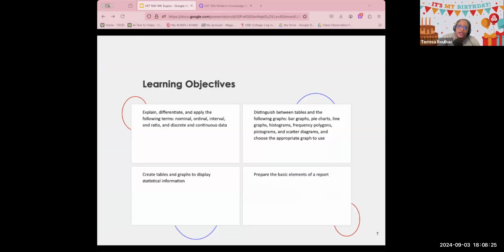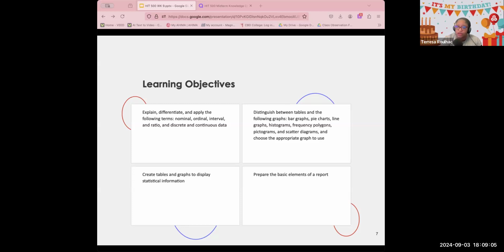So we get down to our learning objectives for this evening. We have to differentiate and apply terms that we touched on in week one: nominal, ordinal, interval, ratio, discrete, and continuous data. We also have to look at the differences between a couple different tables: bar graphs, pie charts, histograms, frequency polygons, pictograms, which are one of my favorites, and scatter diagrams.